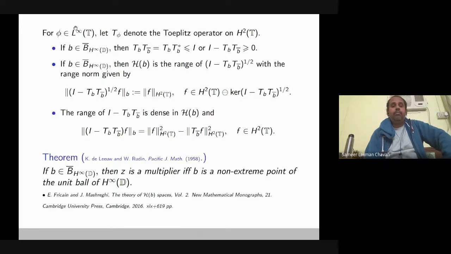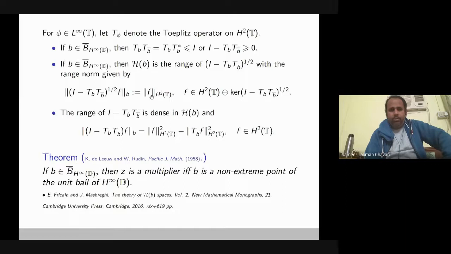So if you take the symbol to be a bounded Borel measurable function, then you can define the Toeplitz operator. And if B is coming from the unit ball of H infinity, then one can compute that T_B bar is T_B star, which is less than or equal to identity. Or you can say that I minus T_B T_B star is a positive operator. So one can define the square root. Once it is a positive operator, you can define the square root, and you can form a new space, which is the range space of this square root, and you impose the appropriate norm.